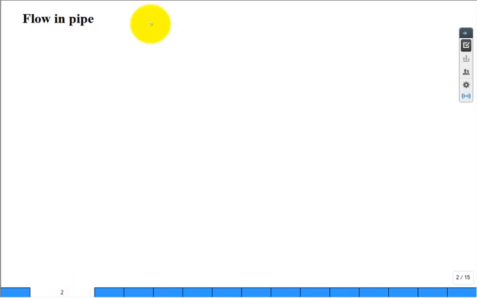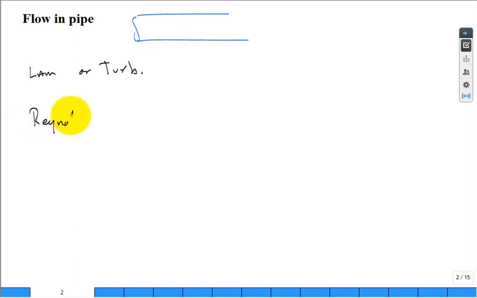So let's talk about pipe flow. We have a pipe like this, and somebody says, I want you to tell me if it's a laminar flow or turbulent flow inside that pipe. How would you make that determination? How would you do it? You would calculate the Reynolds number, and the Reynolds number is defined for a pipe as rho u d over mu. So we put a subscript d to say that's our length scale for the pipe. The diameter of the pipe is the length scale.